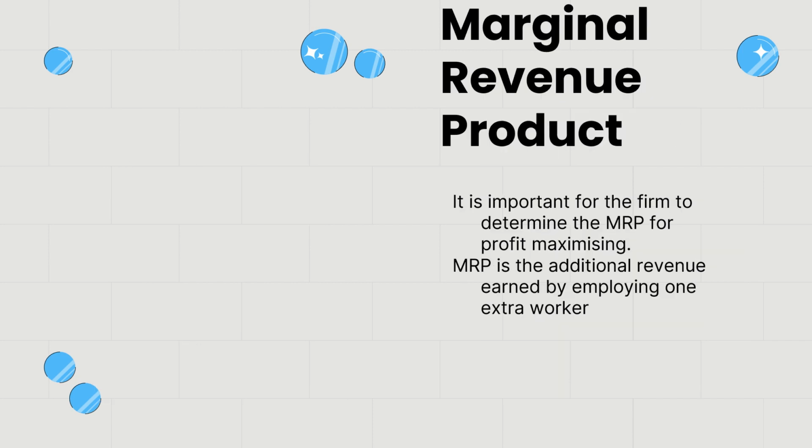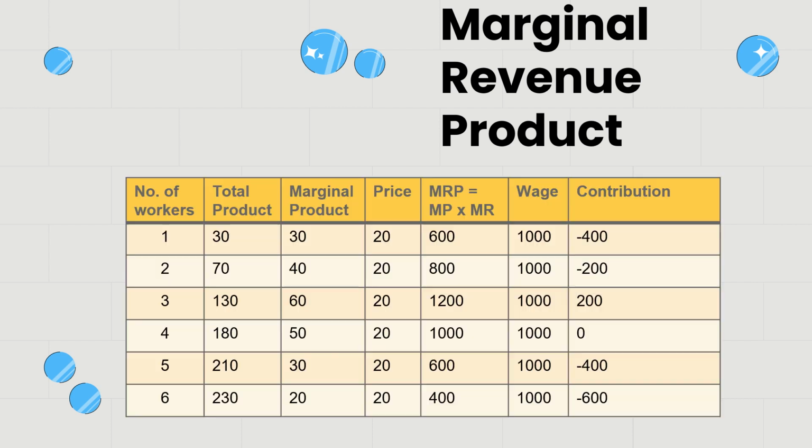Now, what is marginal revenue product? Let's know that. It is important for a firm to determine its marginal revenue product for profit maximizing. And MRP, or marginal revenue product, is the additional revenue earned by employing one extra worker. So when a firm employs one extra worker, how much additional revenue is being earned? That is what the firm needs to know.